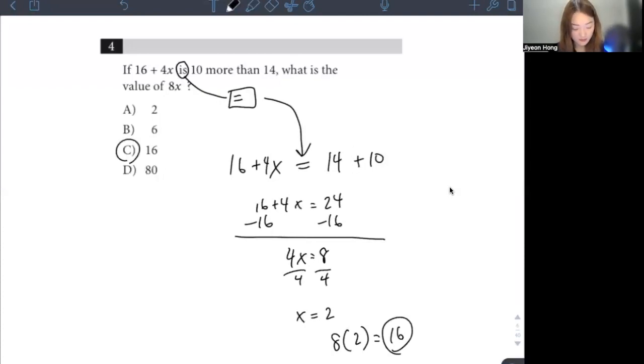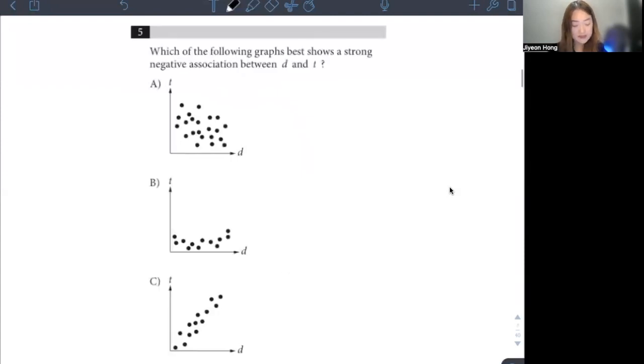Okay, number 5. Which of the following graphs best shows a strong negative association between D and T? So first determining what is a positive association and what is a negative association. So positive association means when D increases, T increases, and when D decreases, T decreases. So the sign of both are moving in the same direction.